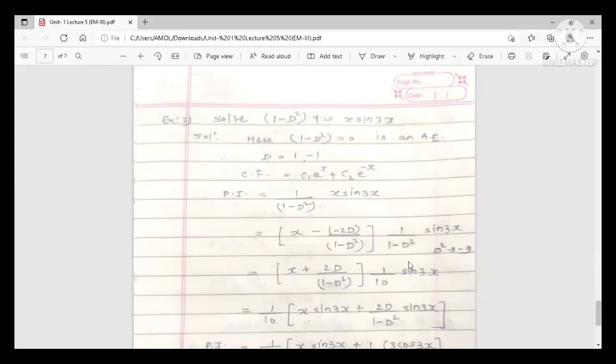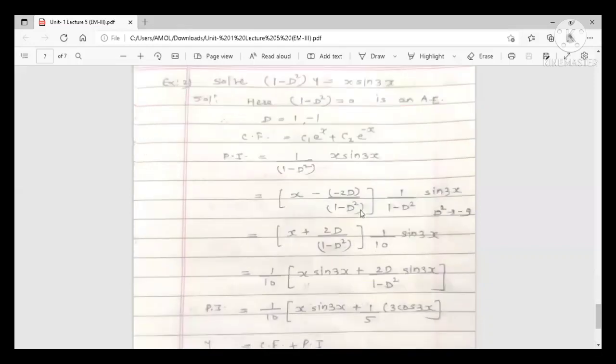Now how to find the PI? PI is 1 upon 1 minus D square into x into sine 3x. Now solve this, find the value of PI when the function is in the form of x into v. This is case 6. X into v is case 6. So using the formula, you will get the PI for x into sine 3x.